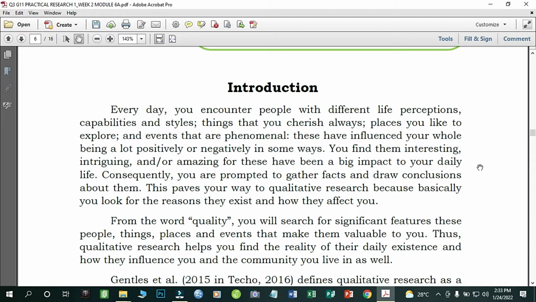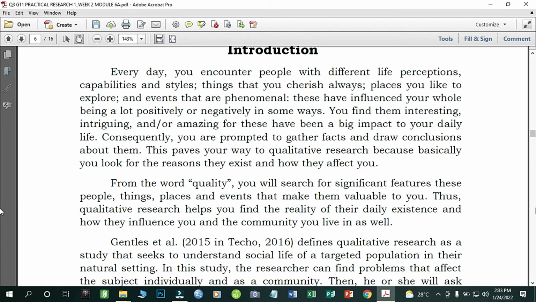This paves your way to qualitative research because basically you look for the reasons they exist and how they affect you. From the word quality, you will search for significant features of these people, things, places, and events that make them valuable to you. Thus, qualitative research helps you find the reality of their daily existence and how they influence you and the community you live in as well.